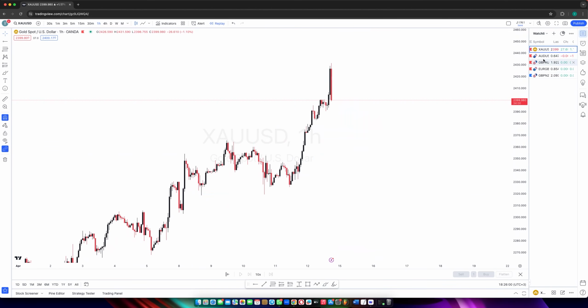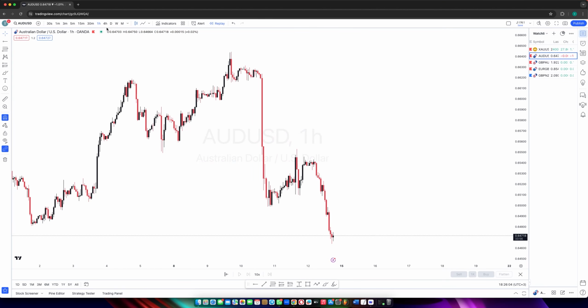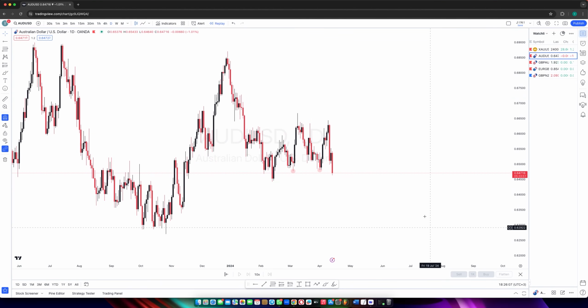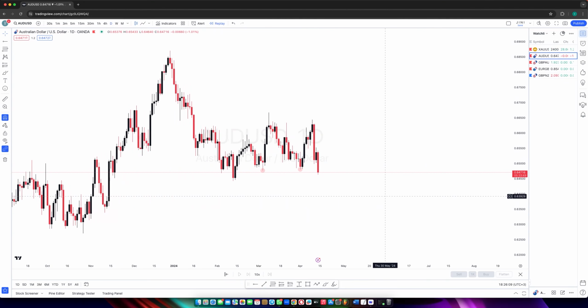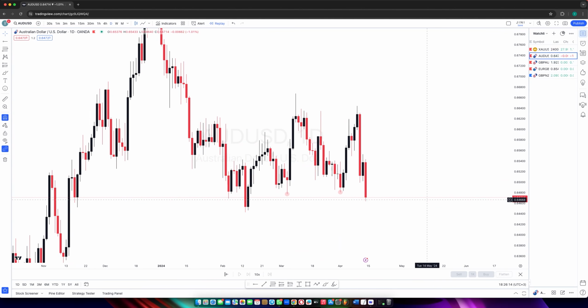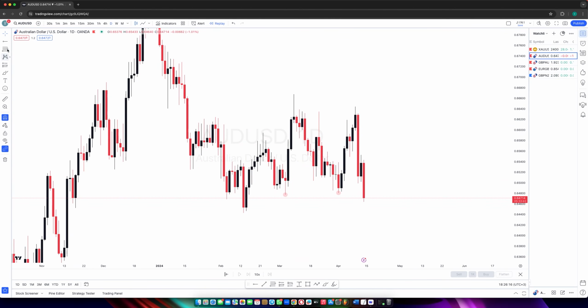The other entry was AUDUSD. We trade the AUDUSD. We see this AUDUSD from the daily. We take this trade from the daily time frame. As you can see, we had this break of market structure here. I mean, change of character here.